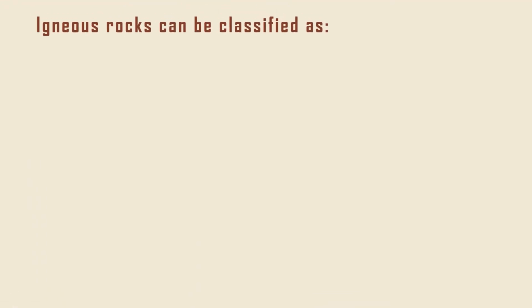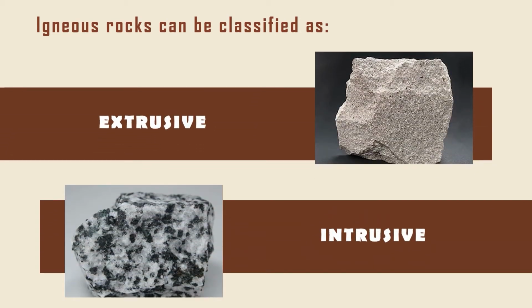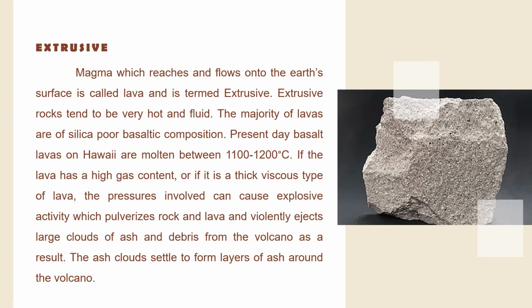Igneous rocks can be classified as extrusive and intrusive. Extrusive. Magma which reaches and flows onto the Earth's surface is called lava and is termed extrusive. Extrusive rocks tend to be very hot and fluid. The majority of lavas are of silica-poor basaltic composition. Present-day basalt lavas on Hawaii are molten between 1,100 to 1,200 degrees Celsius.